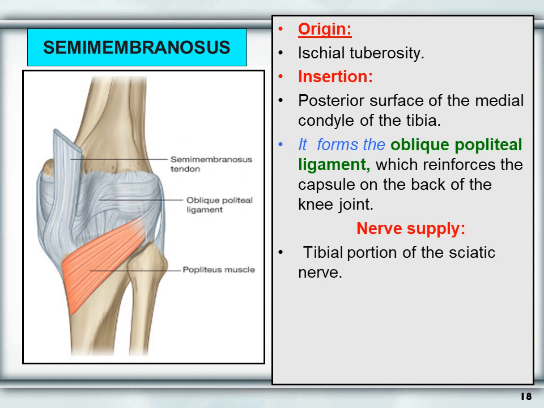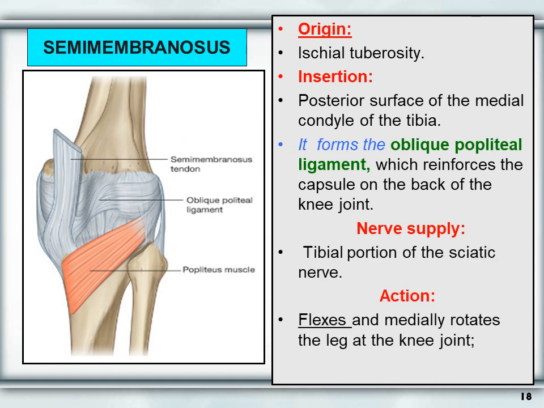The nerve supply is the tibial portion of the sciatic nerve only. The action of the semimembranosus is flexion and medial rotation of the leg at the knee joint and extension of the thigh at the hip joint.